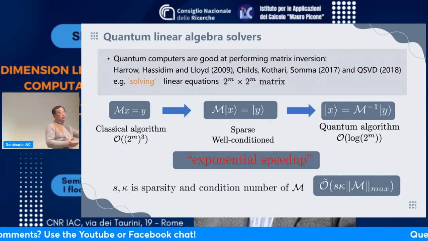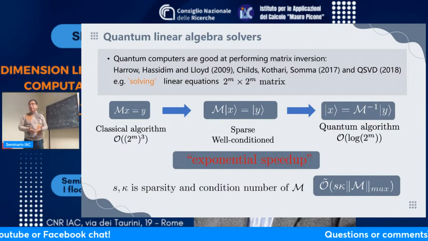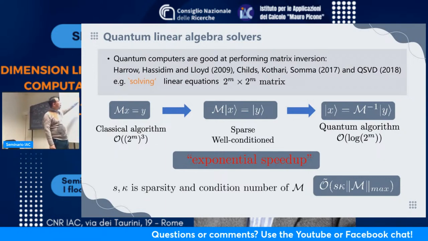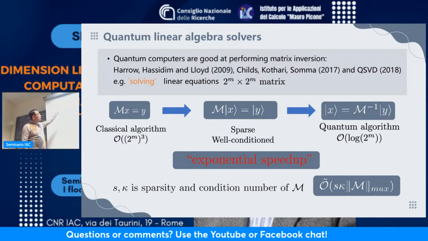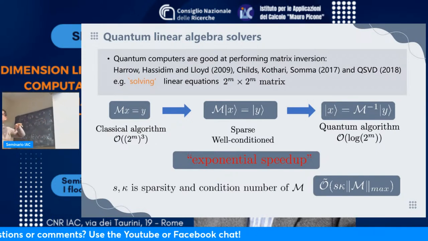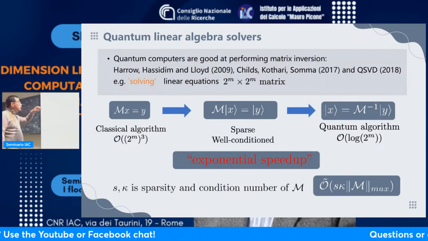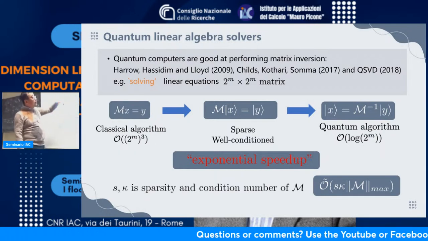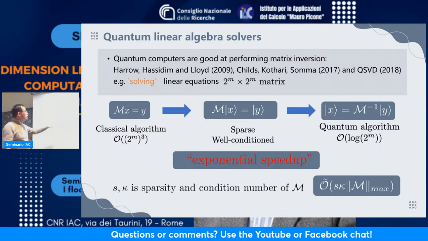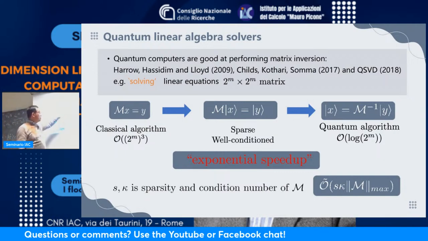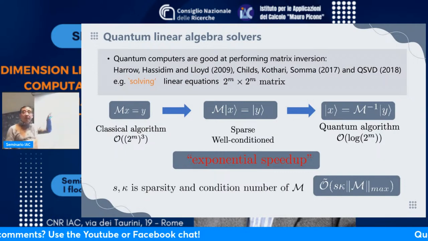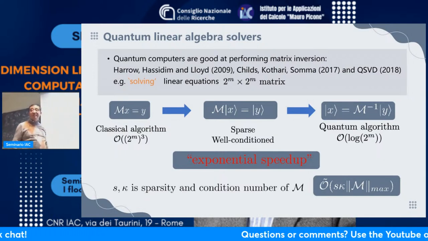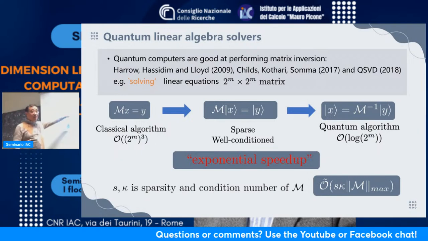So in scientific computing, of course, the basic problem is to solve a linear algebra system. If you solve this equation, Mx = y, the first milestone in what we call quantum scientific computing is an algorithm called the HHL algorithm, and there's some later improvement. Classically, if M is a 2^n by 2^n matrix, the complexity is just the size of the matrix cubed. If you do Gaussian elimination, for example, that's the cost.